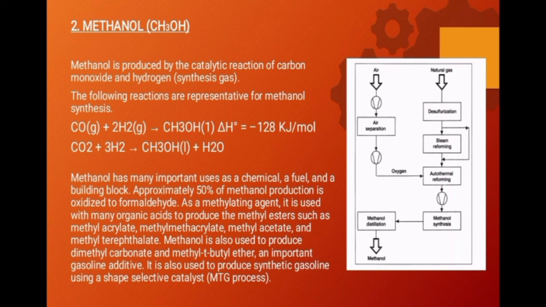The flow of production of methanol, so in the slide, is the forming of methanol by synthetic gas.